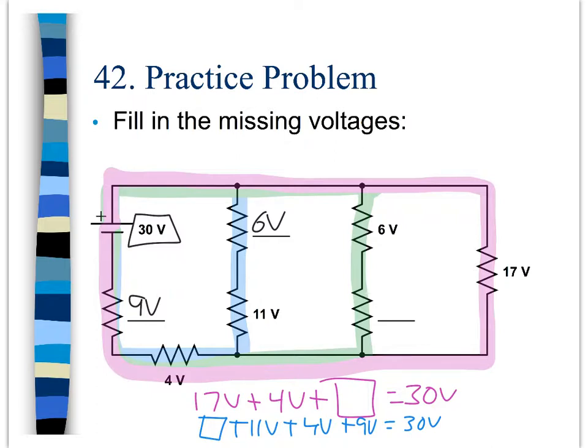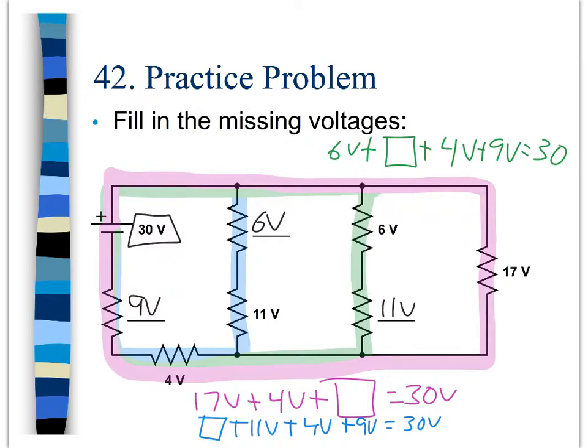And then finally, I think about this green pathway here. Same basic idea. I have 6 volts plus a blank one plus 4 volts plus 9 volts. That needs to add up to 30. And so this missing resistor here has got to be 11 volts.